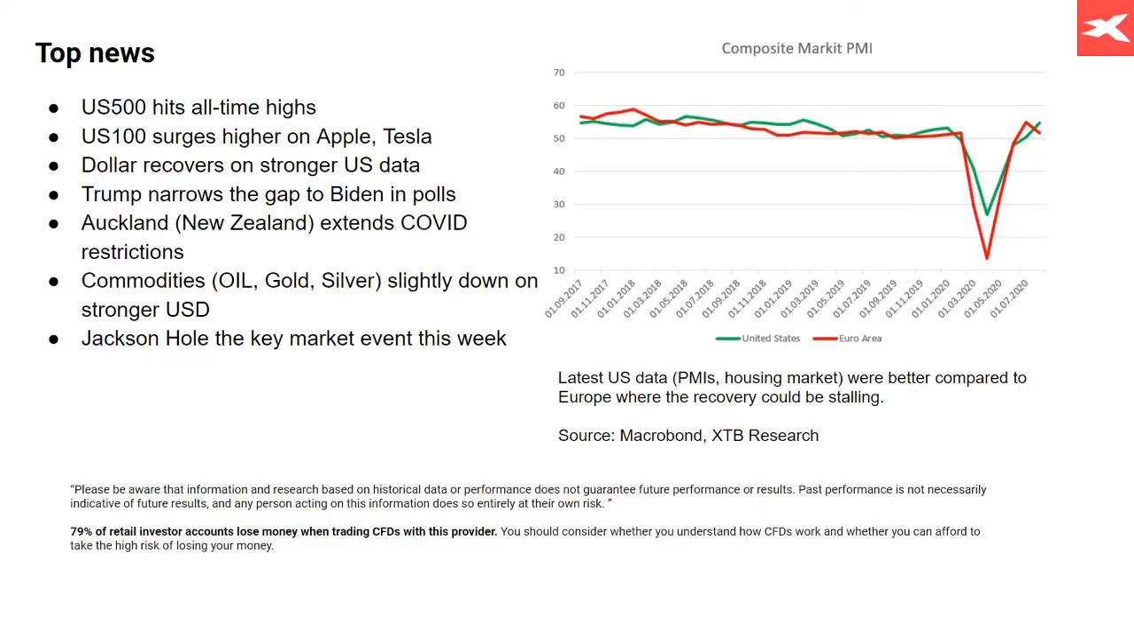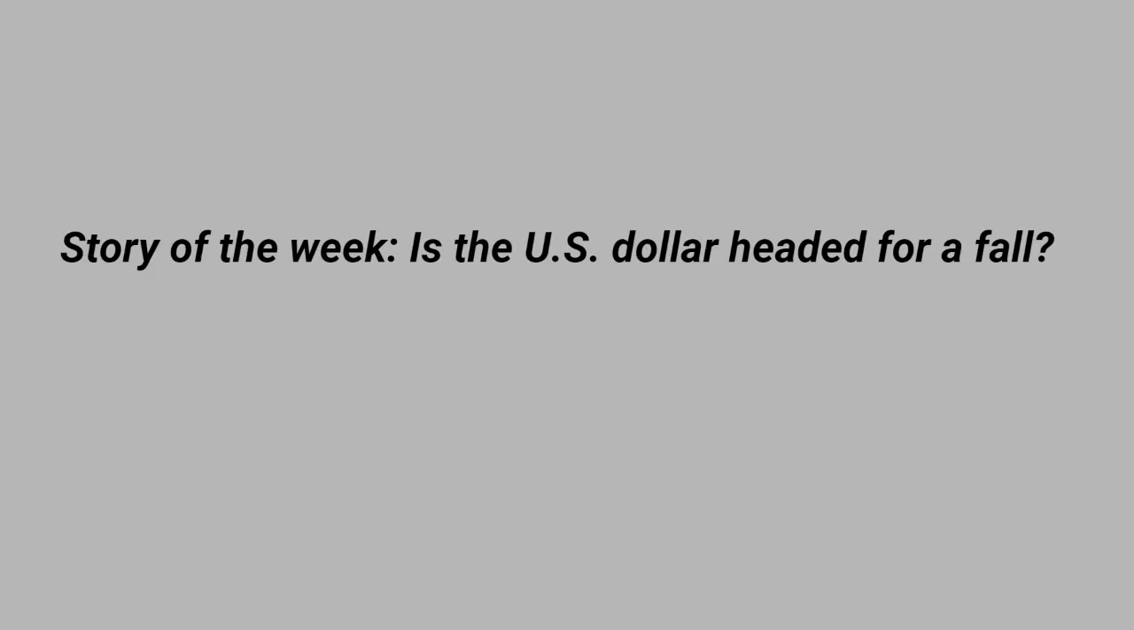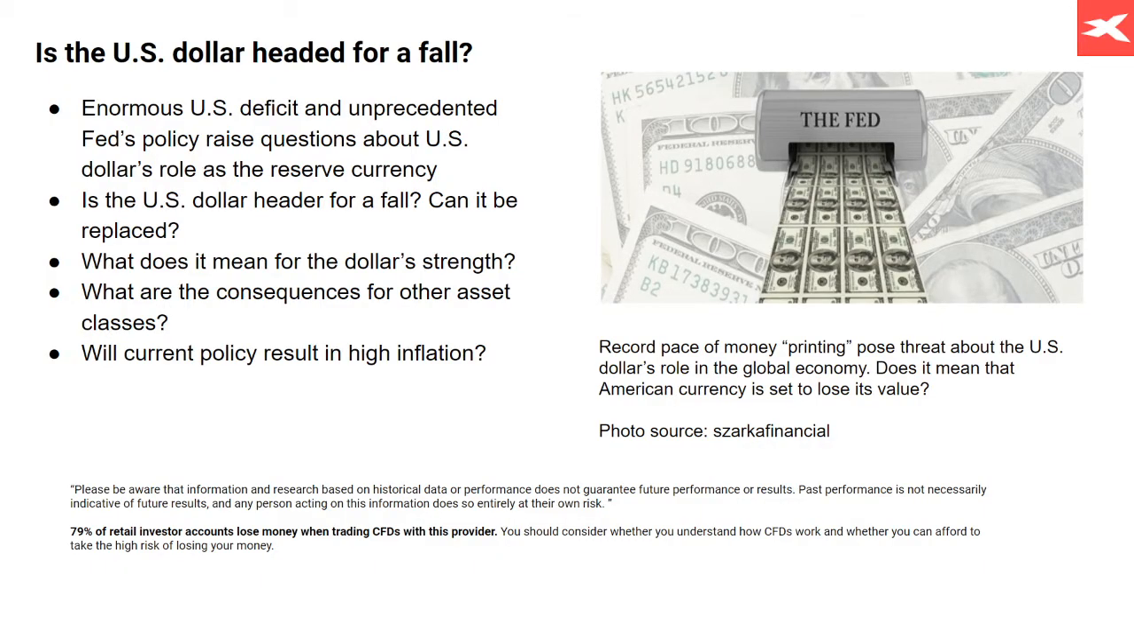And because of that, now everybody's keeping an eye on the way they react to any sort of increase in cases of COVID. Commodities: oil, gold, and silver slightly down on stronger USD. So we've seen the prices consolidate and pull down from the highs that we had seen prior. This week there's the Jackson Hole Symposium, the meeting that they have, the key market event this week. And so we're going to cover the US dollar. Is it headed for a fall? What are the factors that affect the dollar? And what are the markets that are correlated to it?